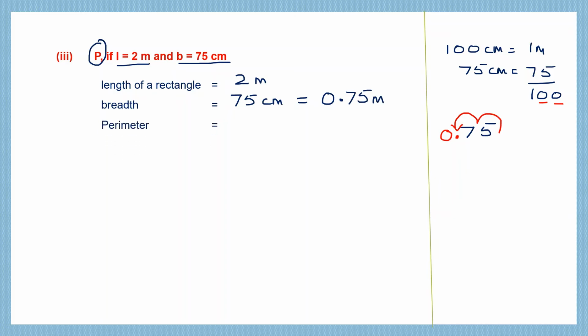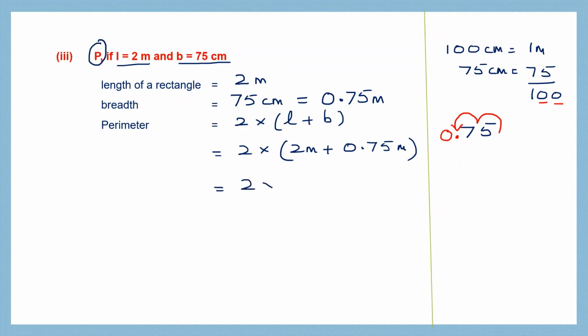Let's find the perimeter. Perimeter is 2 into (length plus breadth), which is 2 into (length is 2 meters and breadth is 0.75 meters). So that will be 2 into, let's add up 2 and 0.75.